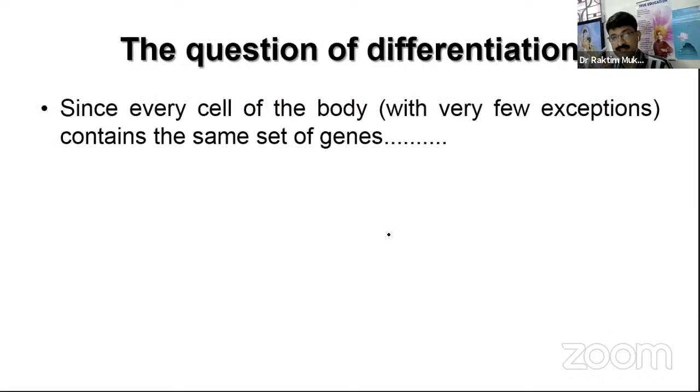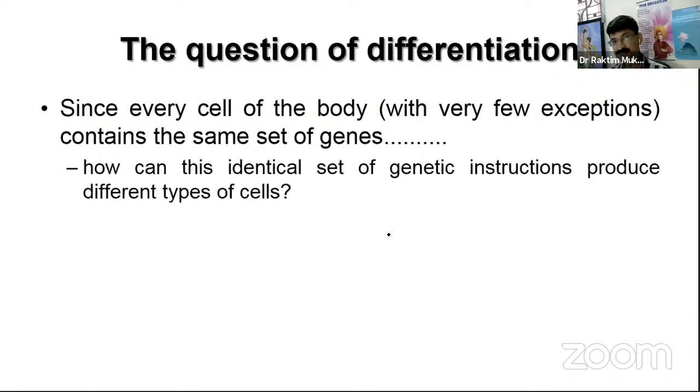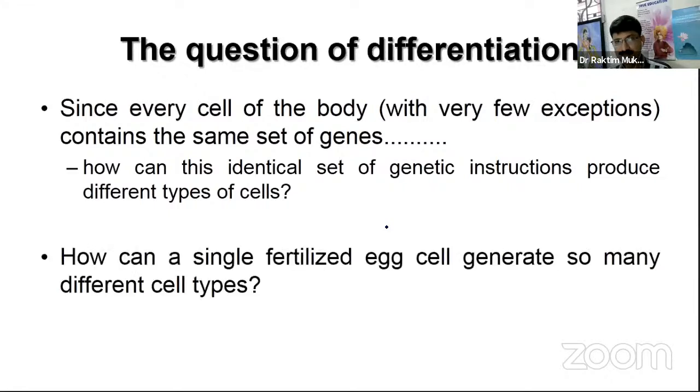Now we will raise the question of differentiation. Since every cell of the body, with few exceptions, contains the same set of genes, how can this identical set of genetic instructions provide different types of cells? That's the first one. Second, how can a single fertilized egg generate so many different cell types?